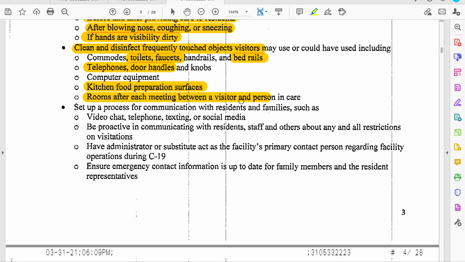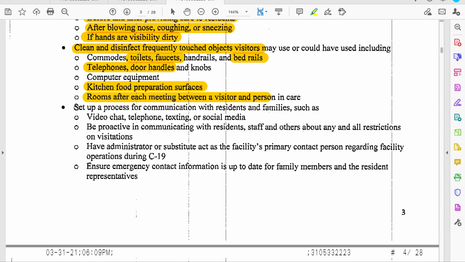When they meet the patient, we need to keep a good eye on the things that they're touching. If they went to the bathroom, if they touched the bed rails, did they touch the telephone or any door handles? Likely they did. We need to disinfect and clean these areas after they leave. Most importantly, we need to disinfect the rooms that they went into.